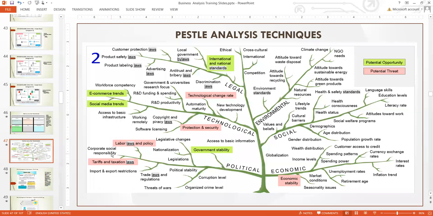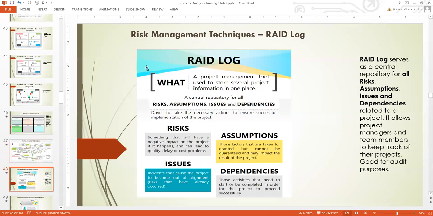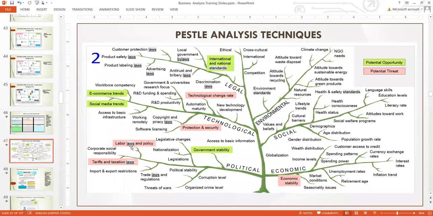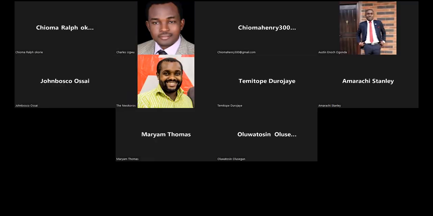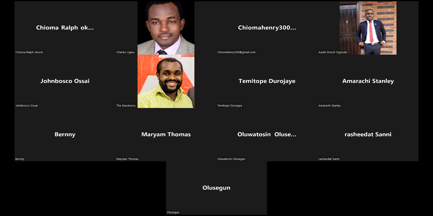And tomorrow we'll continue from risk management techniques. So if you have any question, although all these things we are doing is something we've done in project management, this is just a refresher class on this. But if you have any question, you can bring it on. Any question?